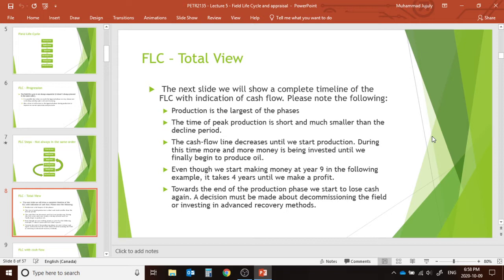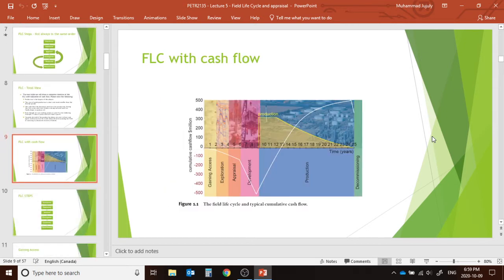As you know, everything should have a base measurement for taking the decision. Here the base measurement is the cash flow. That means based on the cash flow, we'll see how the field life cycle works. Let's see that, and then we can have a better idea.